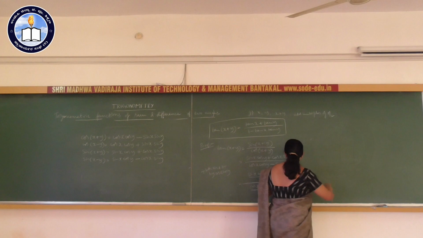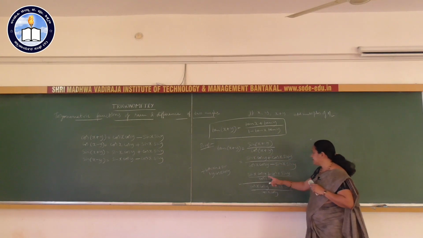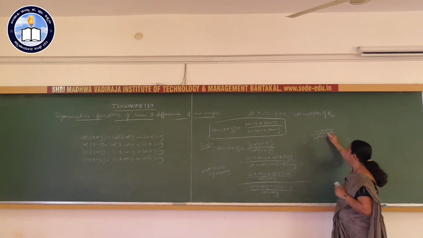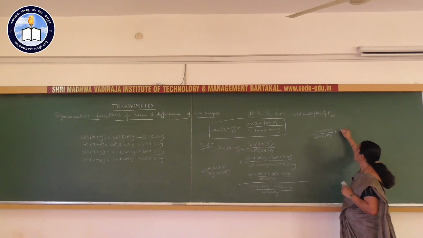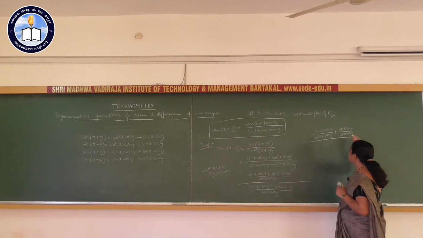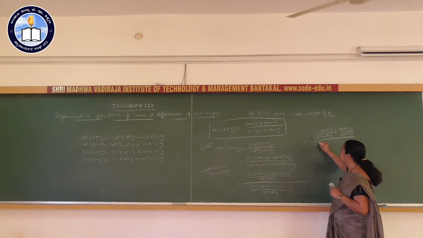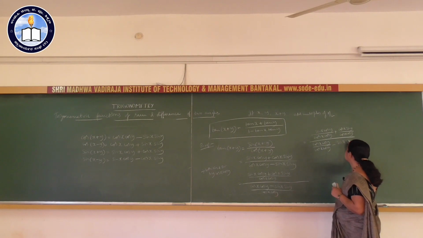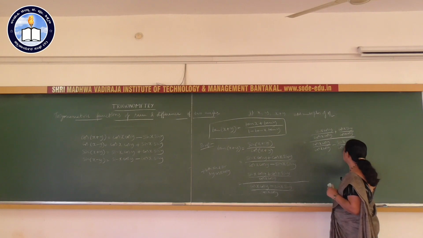That is equal to, in the numerator and denominator, sin x cos y divided by cos x cos y plus cos x sin y divided by cos x cos y, all divided by cos x cos y minus sin x sin y divided by cos x cos y.